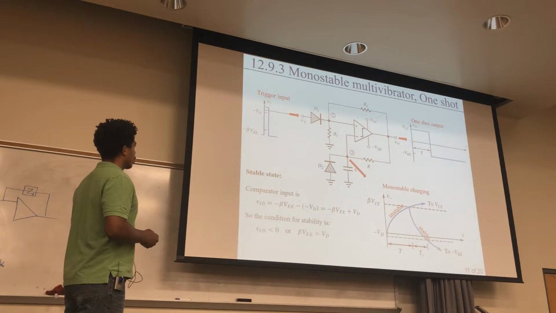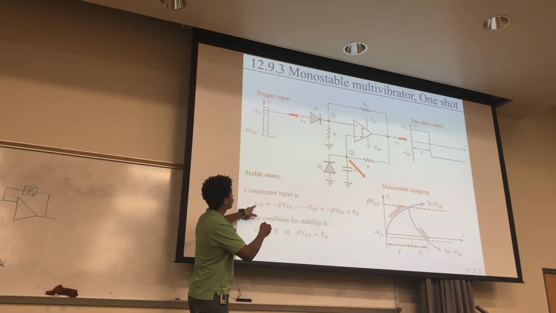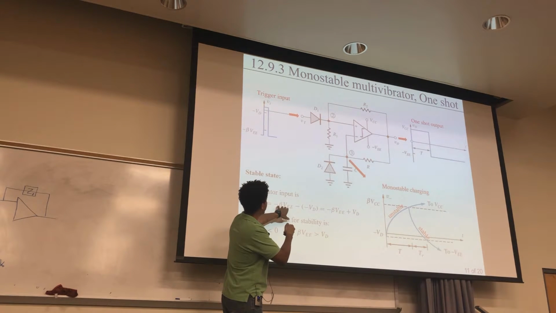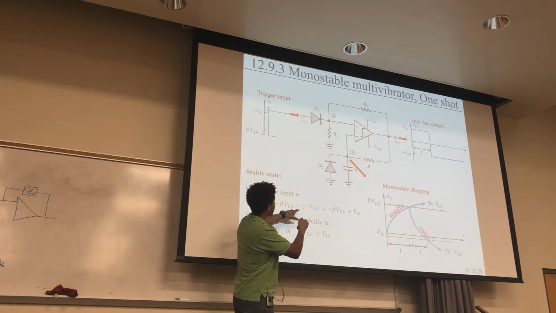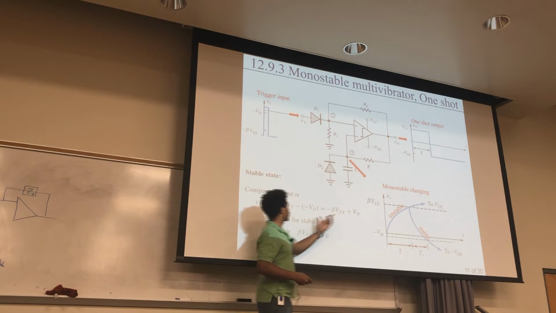So for the comparator input, the VID right here, the differential input, is this value right there, which is the negative beta VEE we talked about before. That's that voltage minus this voltage. This voltage right here is at negative VD. Okay, so here's the voltage.